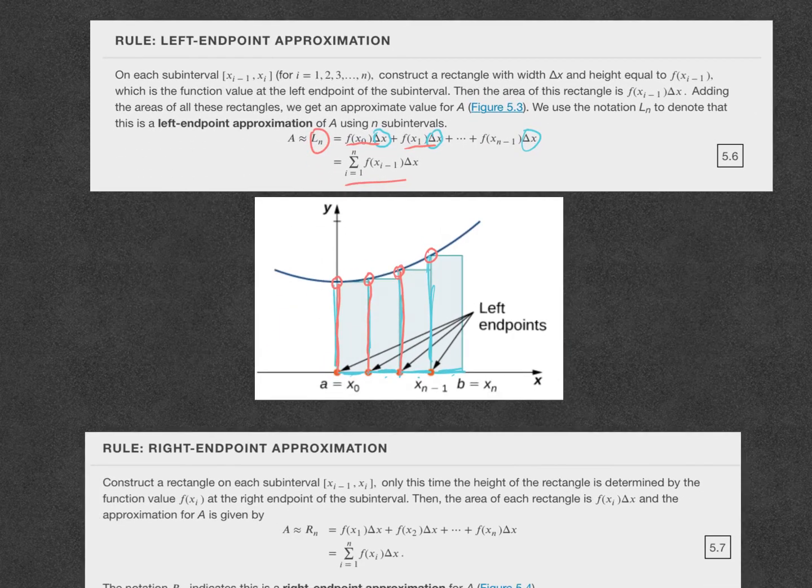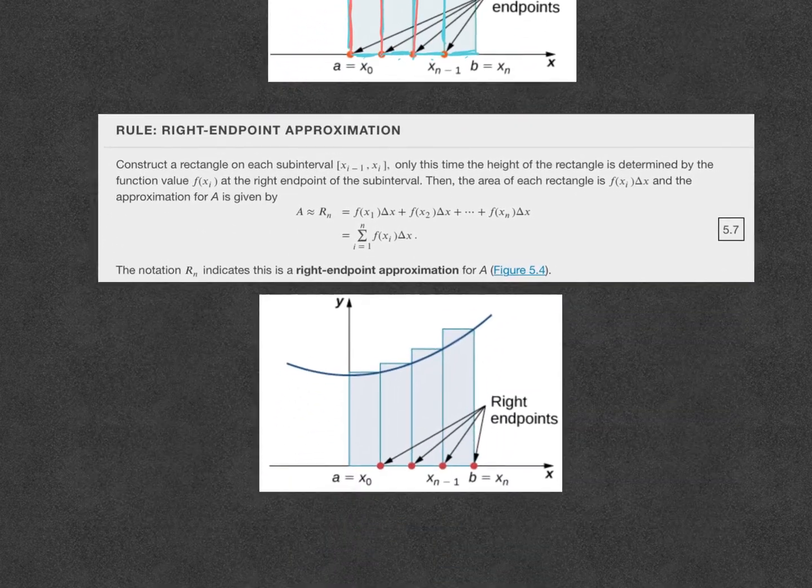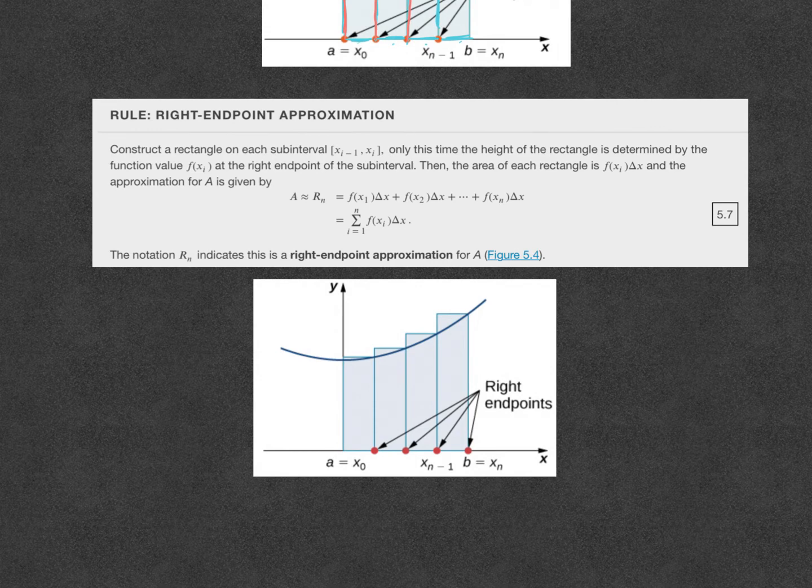Well, I don't have to use just left endpoints. I can also use right endpoints. So this last part of the slide is the exact same thing as above, except instead of drawing the rectangles so that the left endpoint determines the height, the right endpoint determines the height. That's the only difference here, and we'll look at both types of problems.